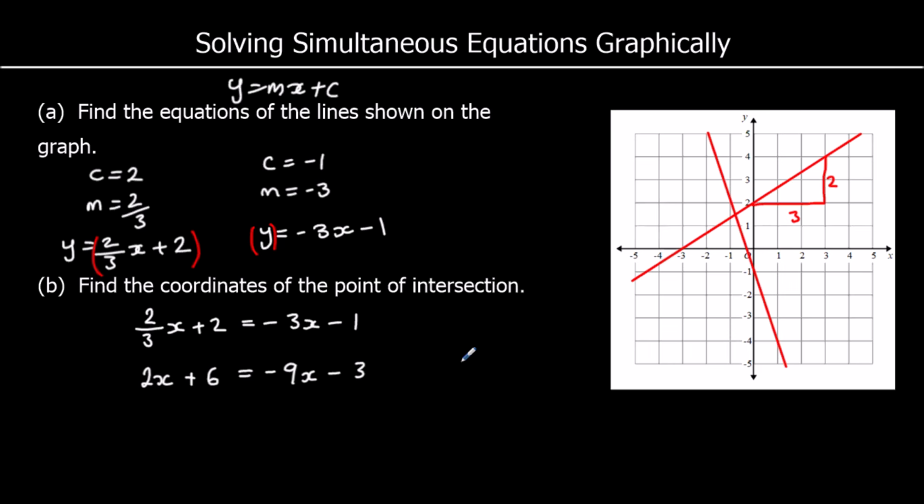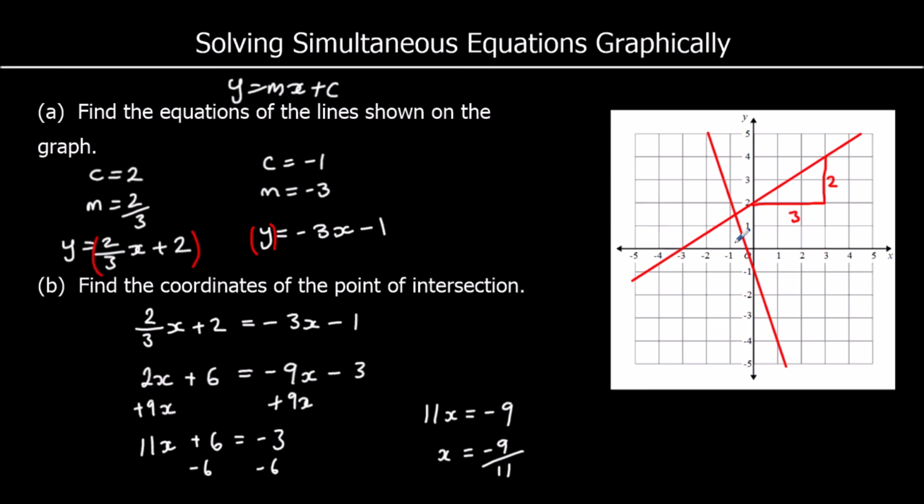Now I'm going to get rid of the smallest x, which is my -9x. So I'm going to plus 9x to both sides, which gets me 11x. So 11x plus 6 equals -3. I want to get x by itself, so I'm going to take 6 away from both sides. So I've got 11x equals -9. I then divide both sides by 11 to get x equals -9/11.